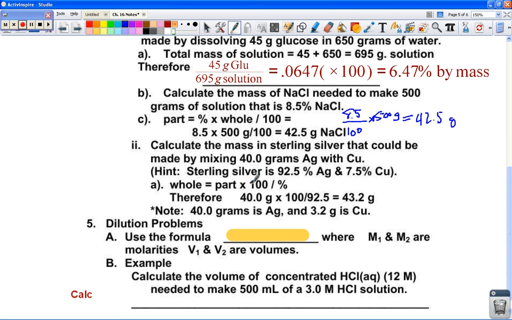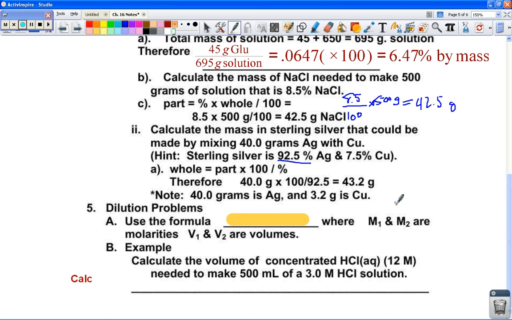Okay, and here's another way of doing it where you can calculate the mass of sterling silver. Could be mixing 40 grams of, okay, and so on. Sterling silver, 92.5 grams percentage, and then we figure out from there. Okay, but that is sitting there in front of you. I'll let you guys study it to see how that goes.